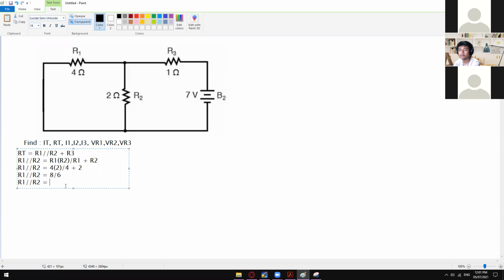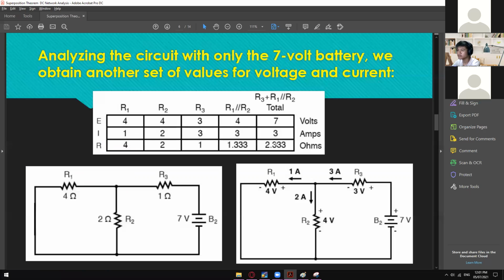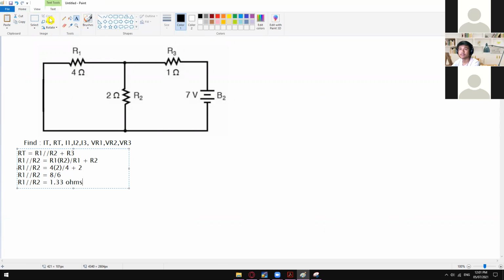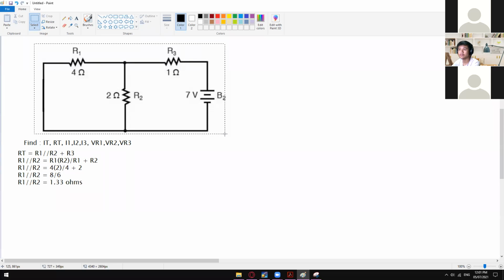Parang may mali. 4 times 2, 4 plus 2, 6. 1.33. So let me just verify. Yeah, that's correct. So 1.33. Okay, so this is now the computed value for the R1 parallel to R2. So are we clear so far on how we got the R1 parallel to R2 value?